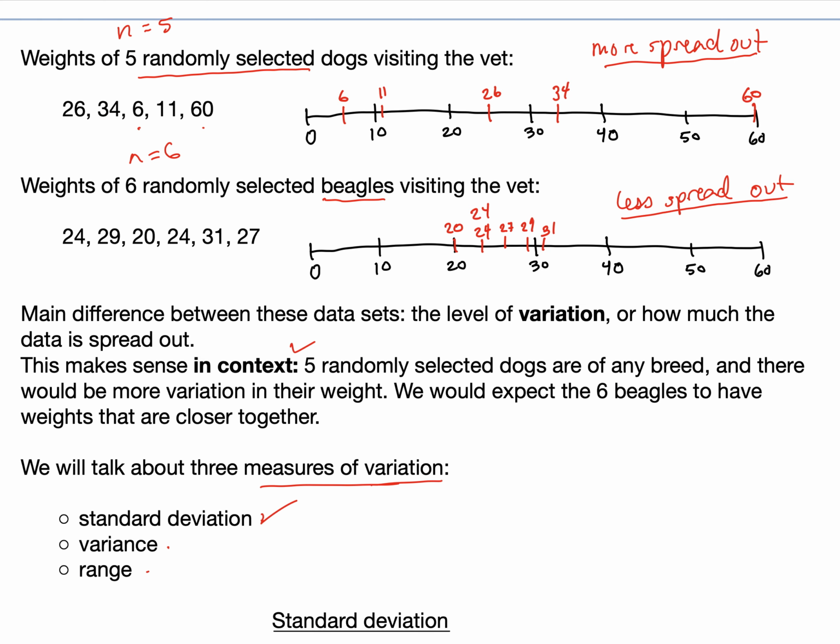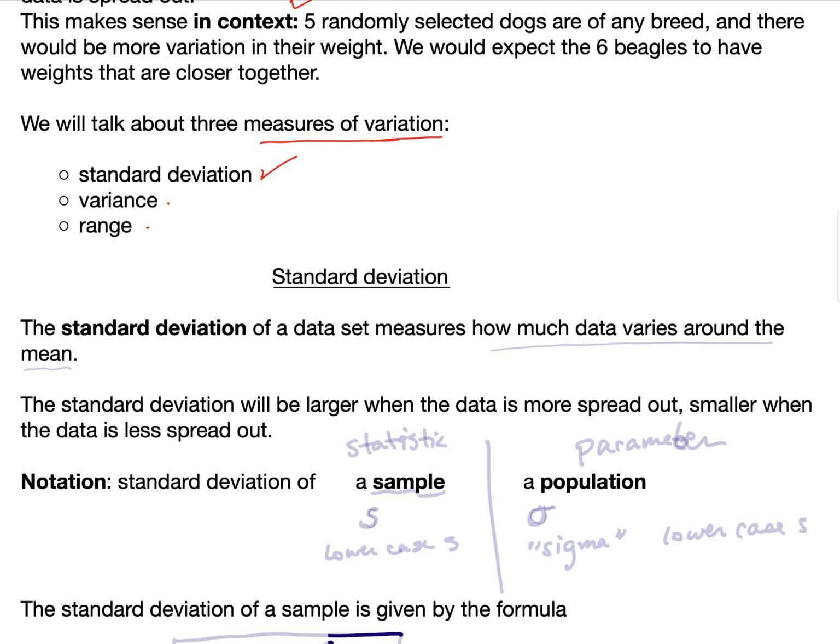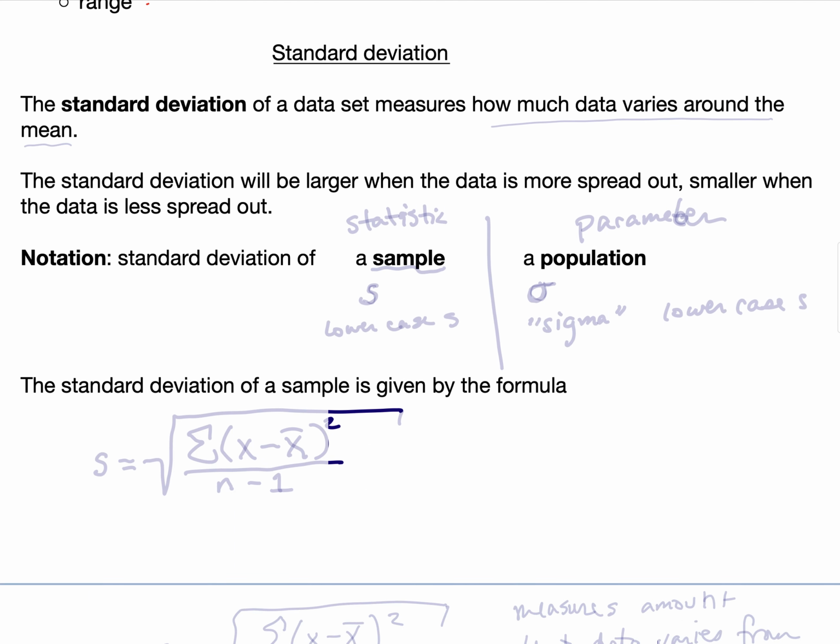So let's first talk about standard deviation, which, as I said, is going to be our most important measure of variation, or how spread out a set of data is. The standard deviation of a data set measures how much data varies around the mean. So how much data is far apart from the mean, that measure of center. The standard deviation will be larger when the data is more spread out and smaller when the data is less spread out.